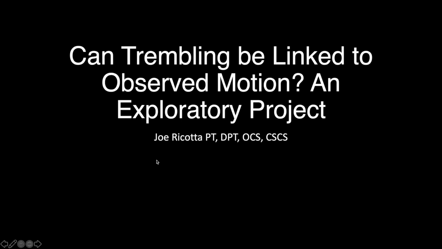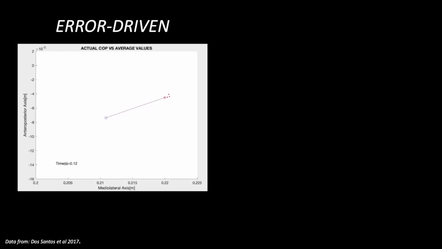I investigated whether or not trembling, as a measure of postural sway, can be linked to observed motion in the ankles. It's an exploratory project. There are two primary views on postural sway in static stance. One is that it's primarily an error-driven process.